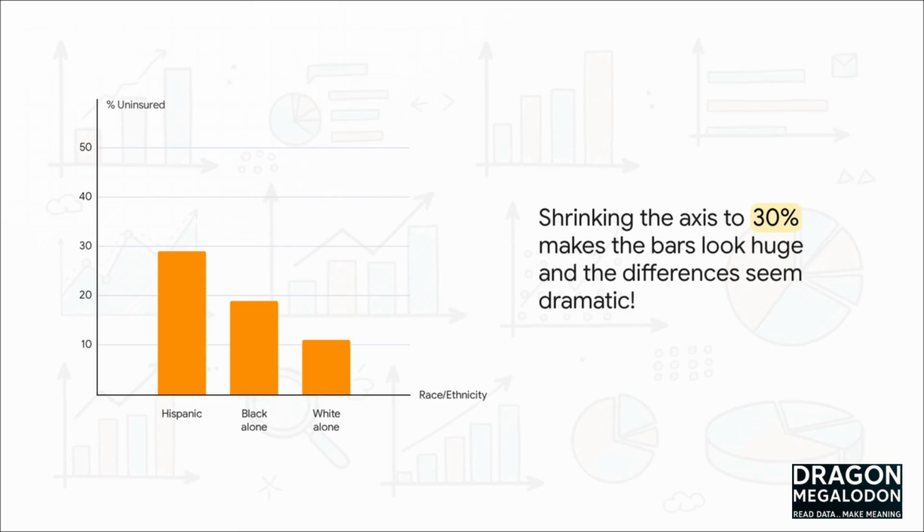Suddenly the bars are huge. The gaps between them look like massive chasms. The same data is now telling a story of a shocking, dramatic problem. This is how charts can lie.